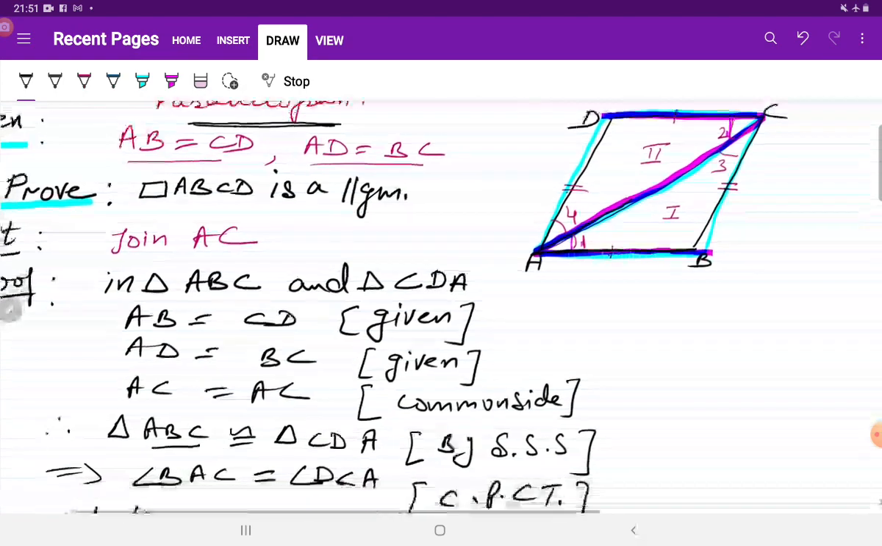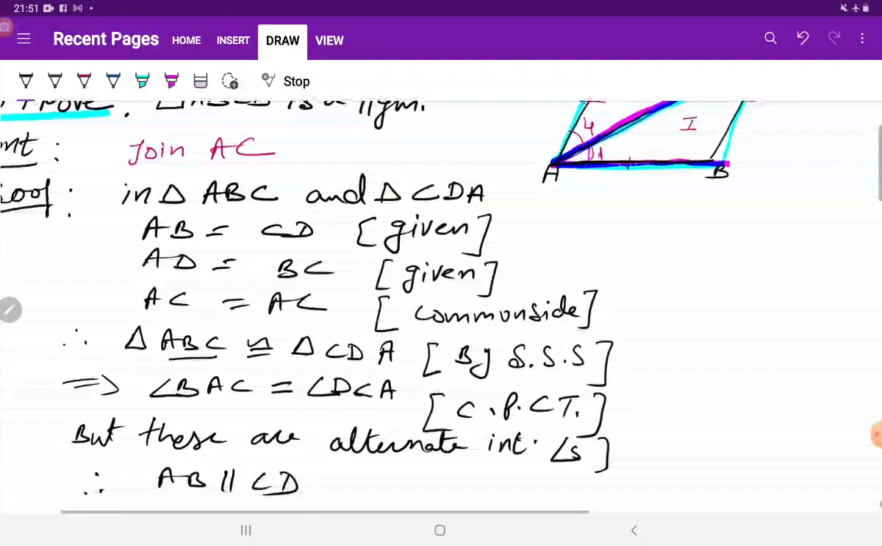With transversal, those sides will be parallel. Okay, then side AB is parallel to side CD.